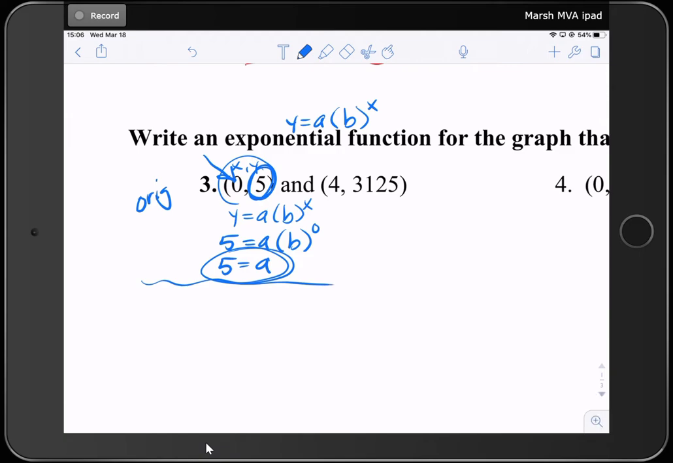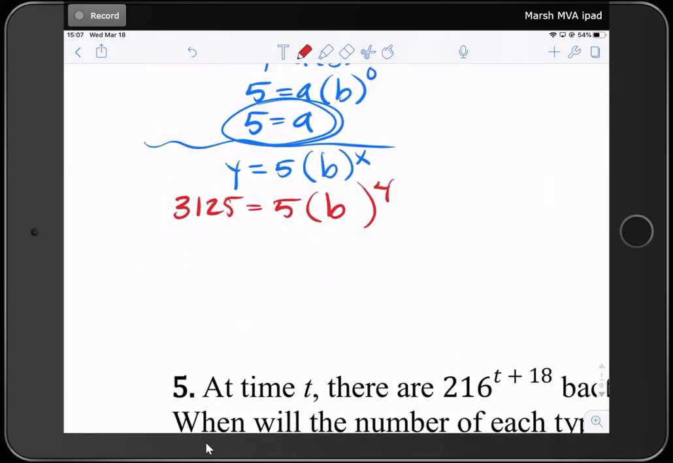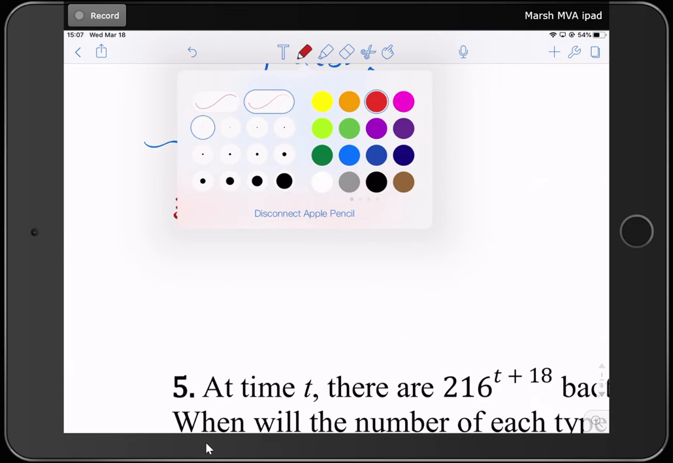All right, so I figured out what a is now, and now I need to find out what b is. So I do the same process over, but this time I use my value for a that I found. y is equal to 5 times b to the x, and now I use the other point, this one right here. So 3,125 is equal to 5 times b to the 4. All right, so now I got to solve this one for b. I'm going to be taking the 4th root at some point to get rid of the exponent, but I need to divide both sides by 5 to begin with.